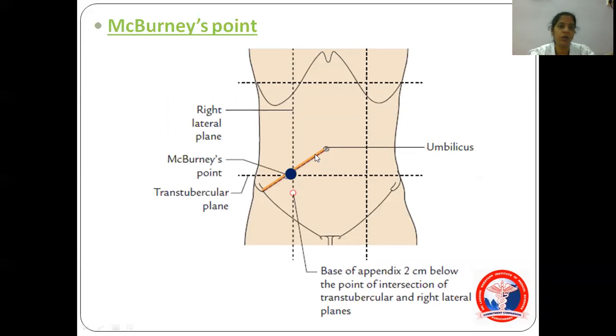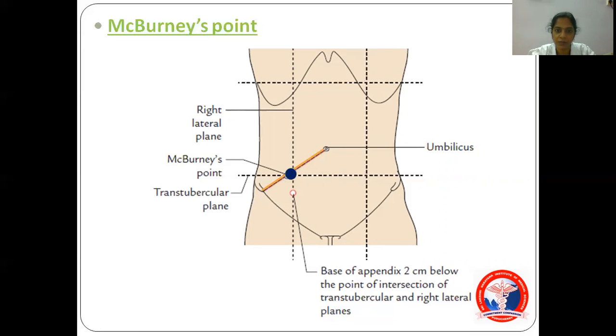Now we have to know one most important point, that is McBurney's point. You can see this is the umbilicus. This is the anterior superior iliac spine. When you connect these 2 points by a line, that is named the spino-umbilical line. At the junction of the medial 2/3 and lateral 1/3, when you put a point, that point is called McBurney's point.